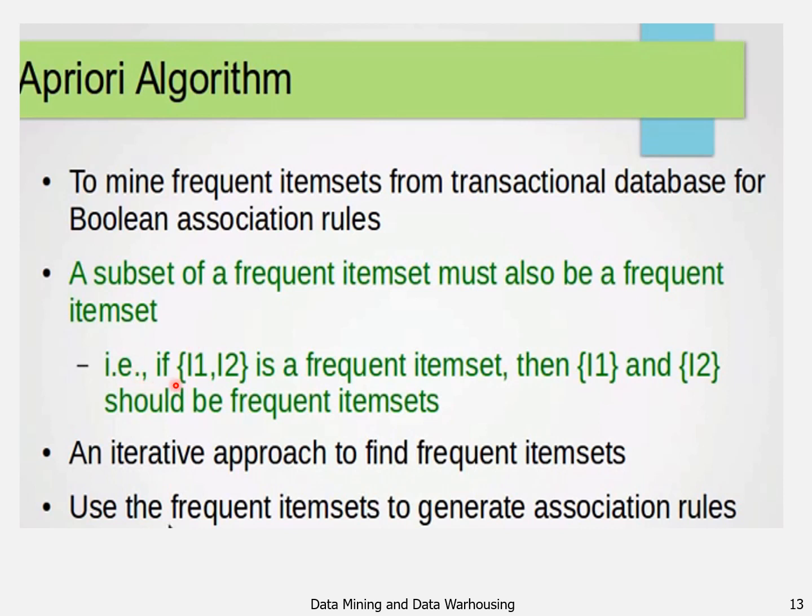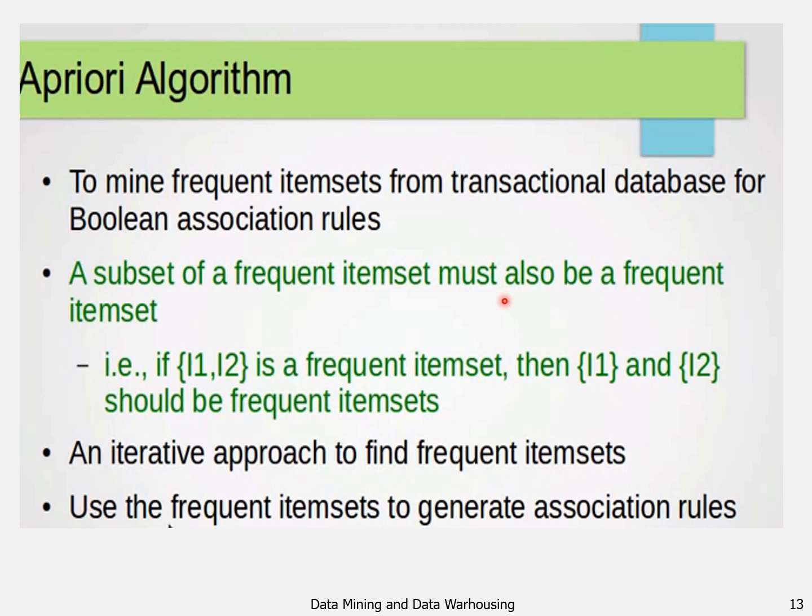For example, this is a frequent item set, which is I1 and I2. According to the Apriori algorithm, I1 should be a frequent item set, and I2 should also be a frequent item set. And how do we say that an item set is frequent? We say that an item set is frequent when it is above the minimum support threshold.